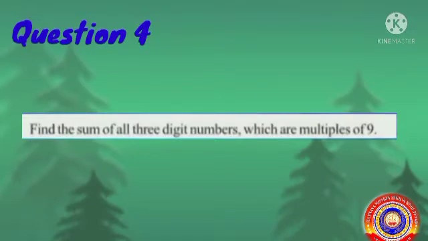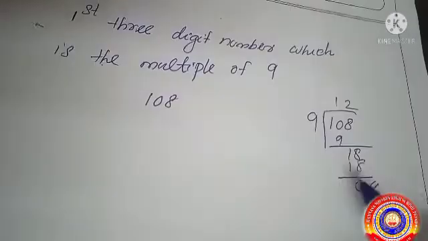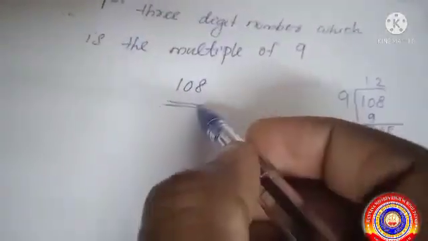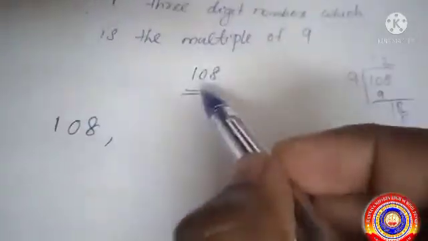Question number 4. Find the sum of all 3-digit numbers which are the multiples of 9. Here, what is the first 3-digit number which is the multiple of 9? Yes, it is equal to 108 because we can divide 108 completely by 9.